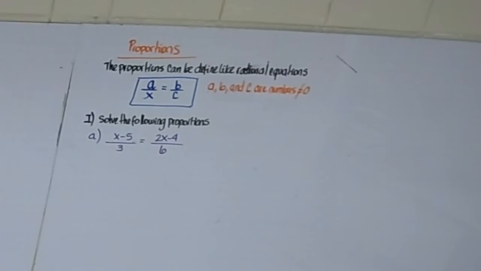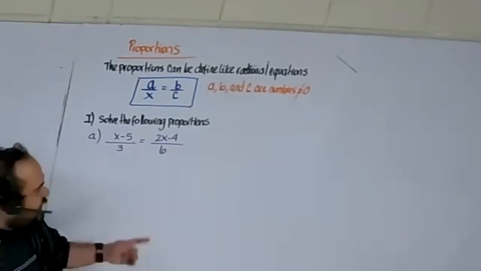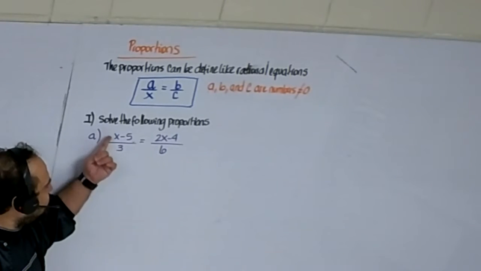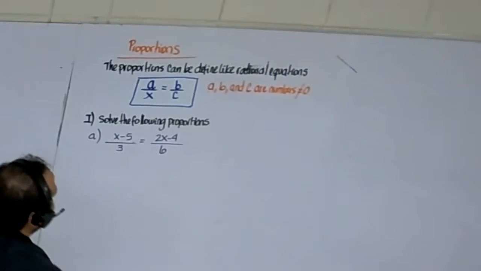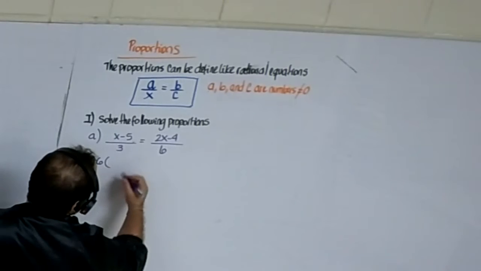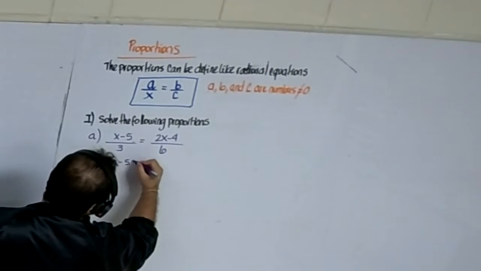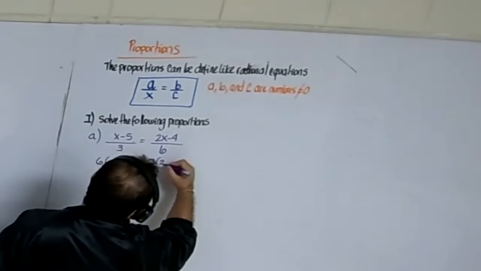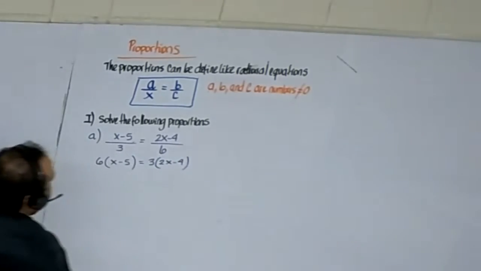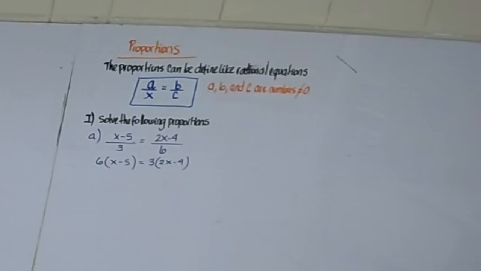At the beginning of this quarter, we solved this kind of proportions. Now we can proceed in this situation. Simple. Remember, the first thing we have to do is apply cross multiplication. This number 6 is dividing, so it passes to multiply, and this number 3 is dividing, so it passes to multiply, using cross multiplication, just like this: 6 parentheses x minus 5 equals 3 parentheses 2x minus 4. That's the first step.